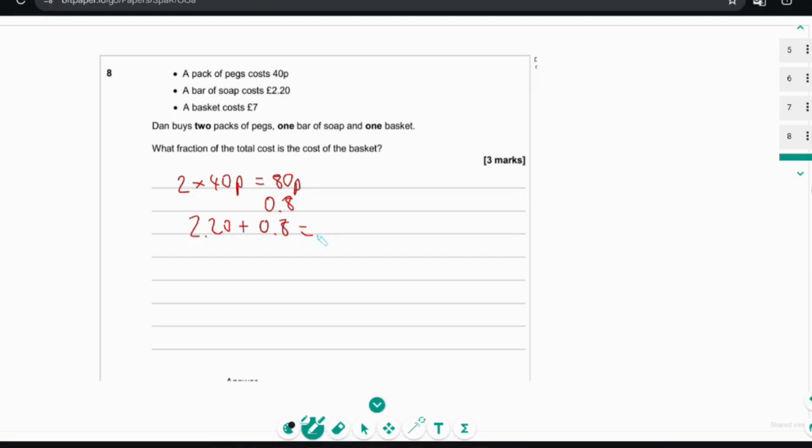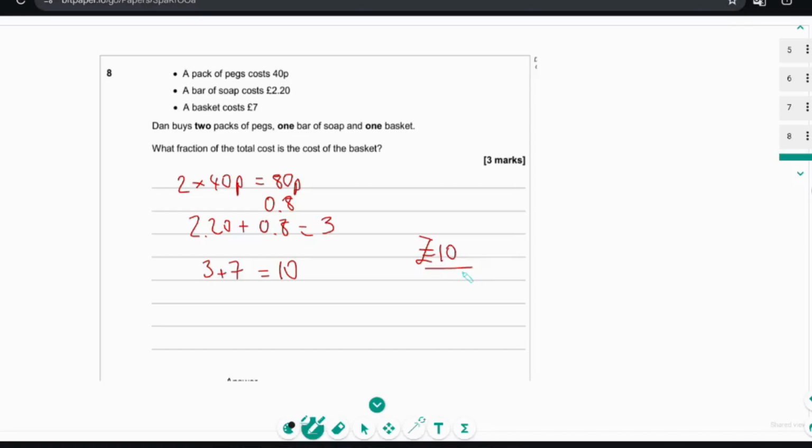You just need to make sure your units are the same here. If you want to work in pence, it would be 220 plus 80p. It's £3. And 1 basket. So 3 plus 7 is 10. So in total, you spent £10.